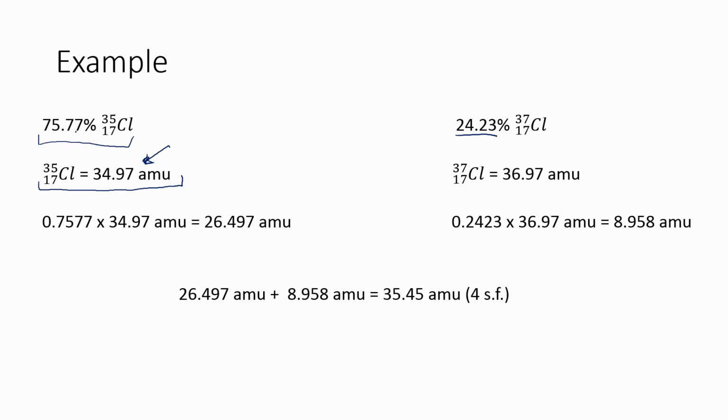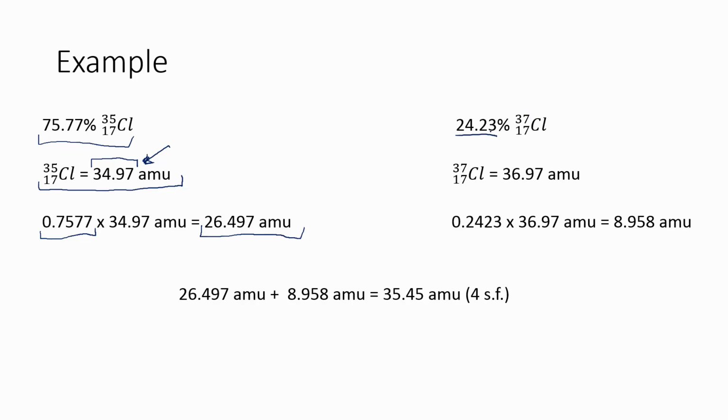So if I have 75.77% of an isotope that has this particular mass, I can calculate its weighted average portion by taking the decimal equivalent of 75.77, that's just taking the percent and dividing by 100, multiplying it by the mass of that particular isotope, and that means that 26.497, we're not rounding yet, wait till the end, but about 26.497 atomic mass units are being contributed to the weighted average just by chlorine 35.